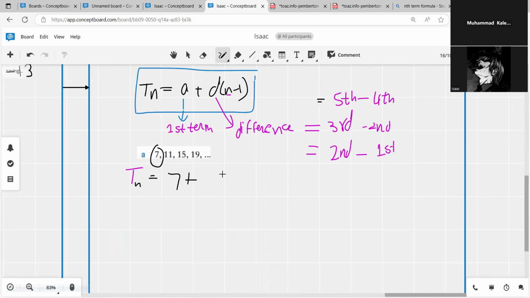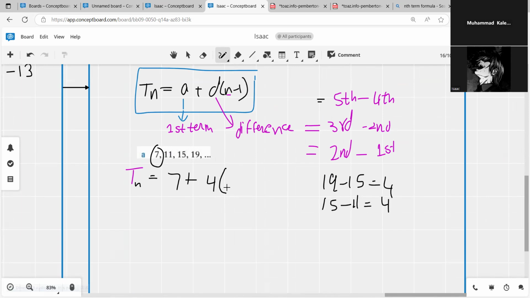You can do any subtraction. 19 minus 15. First, 15 minus 11, so it's 4. 19 minus 15, what is it? It's 4. 15 minus 11, what is it? It's 4.